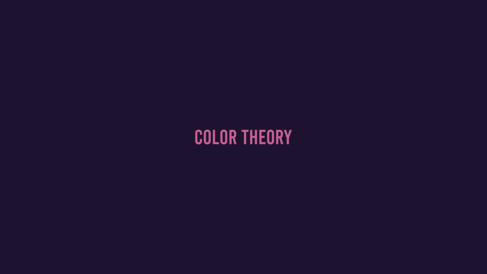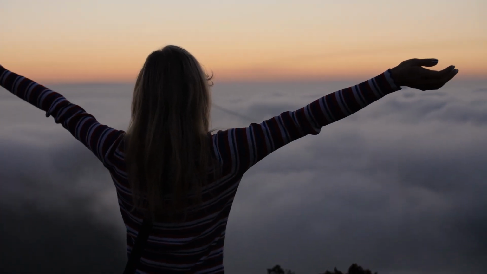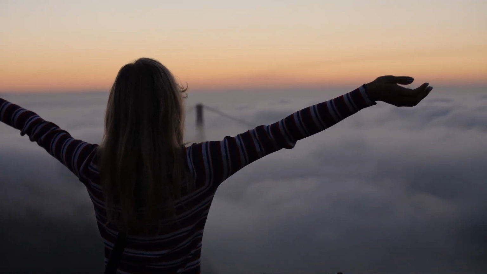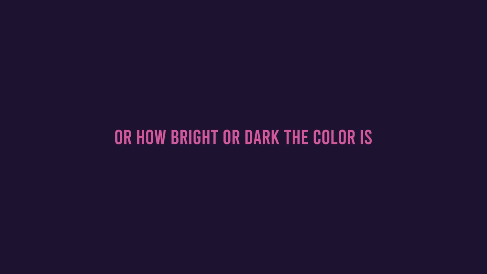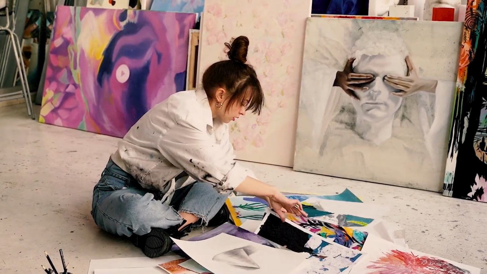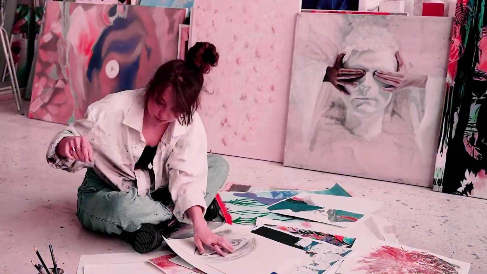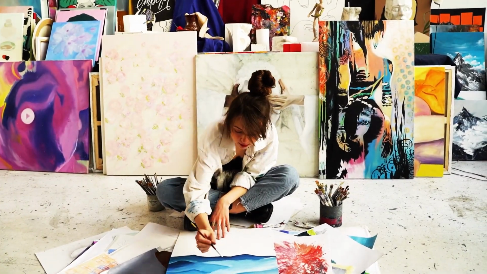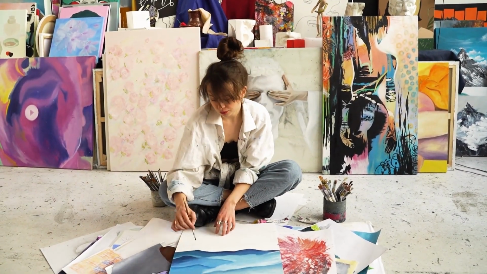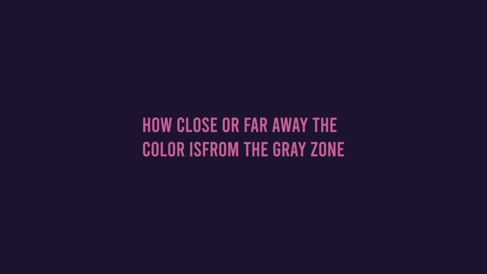Color theory. We see the world through the reflection of light waves, each carrying a different color. Color is a construct of value, or how bright or dark the color is. Hue, or the color tint, such as blue, red, or green. And finally, saturation, or how strong or dull the color is, or technically how close or far away the color is from the gray zone.